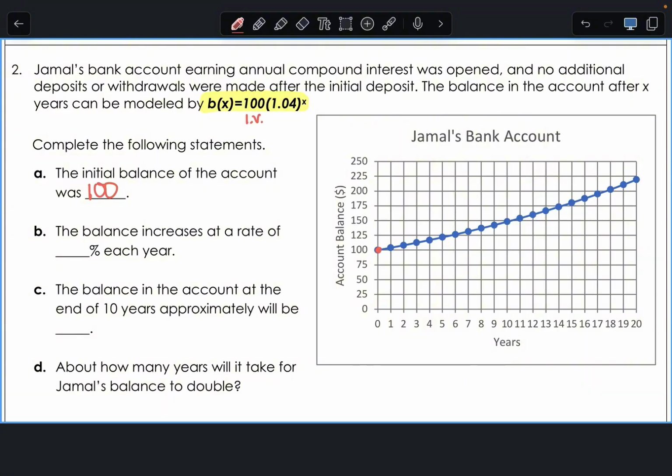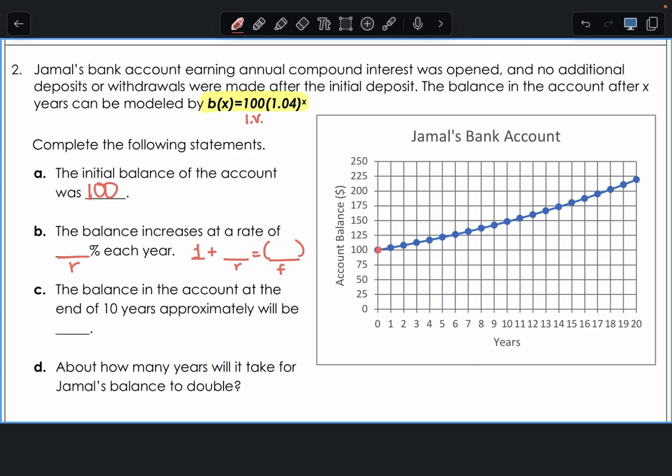Very good. The balance increases at a rate of what percent? If it's the percent, we're talking about the what? Percent is the rate. Think before you speak, please. Isn't it also the factor? No, the percent and the factor are not the same thing. The factor is the multiplier. It's the number that you are multiplying every single time. What is the factor?